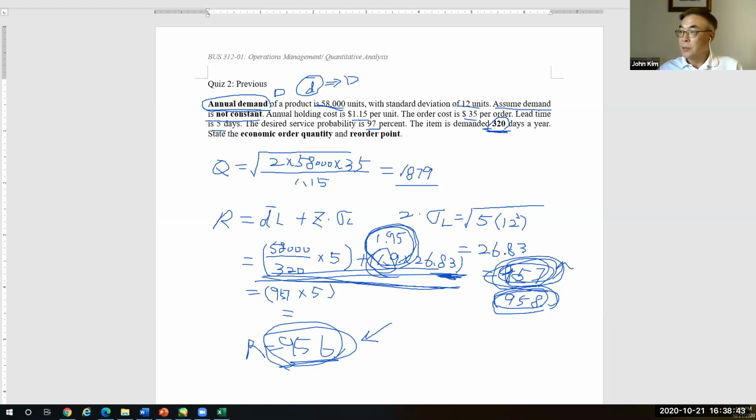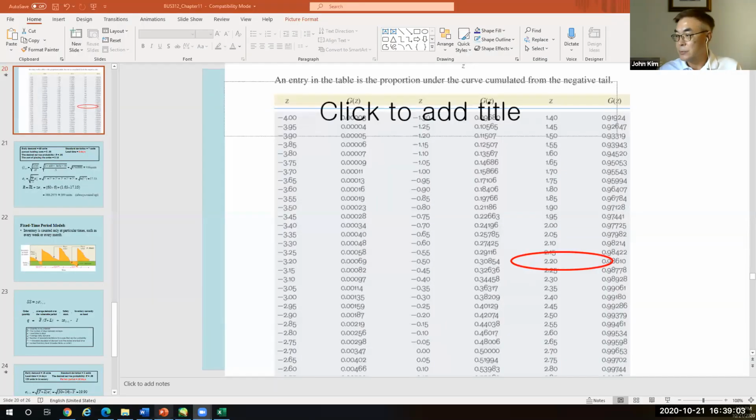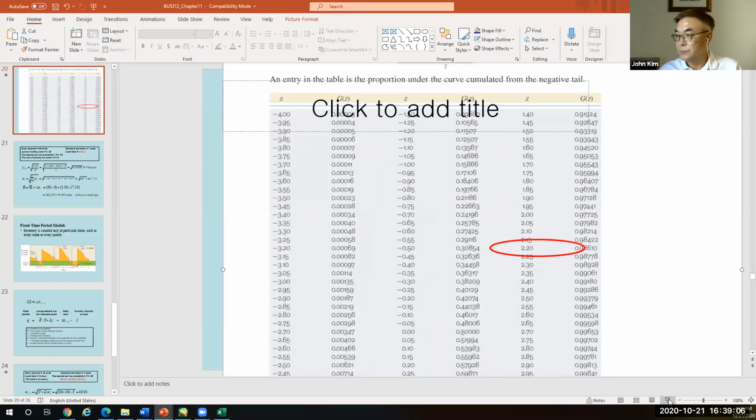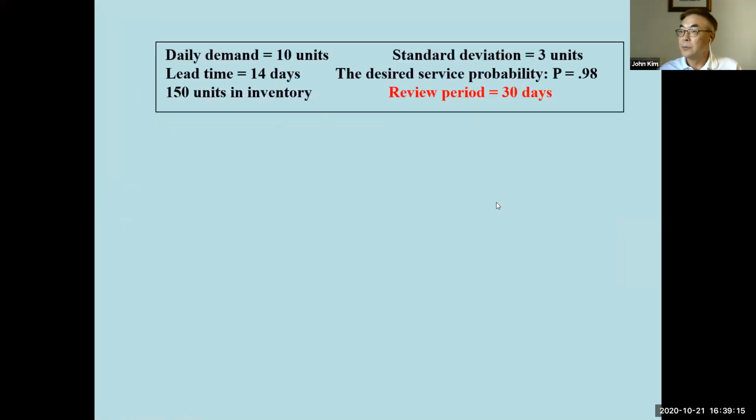Okay, good. And then there is some more of this chapter. By the way, any question? Good on my end. Okay, good. Okay, next one.